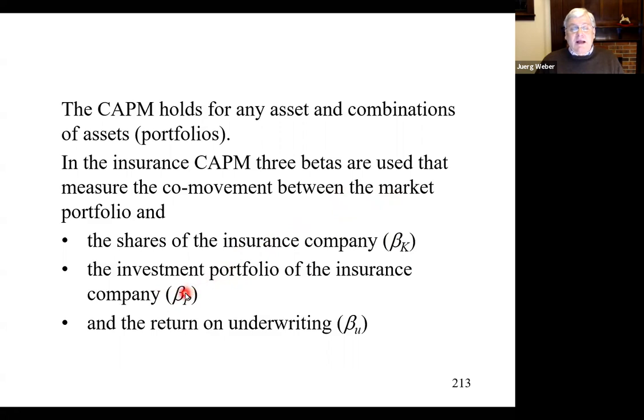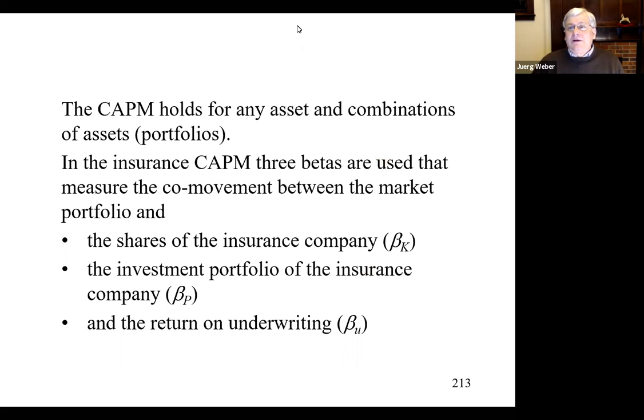So we can really calculate betas for combinations of assets. The investment portfolio includes a lot of different assets, but those assets then have an overall return, and the co-movement between the overall return of the assets in the investment portfolio and the market return is measured by the beta P. And beta U measures the co-movement between the underwriting return of the insurance company and the market return of a portfolio that includes all shares in the share market.